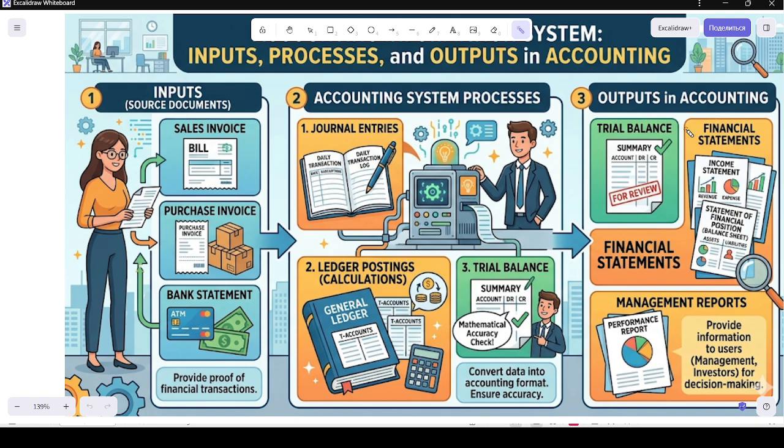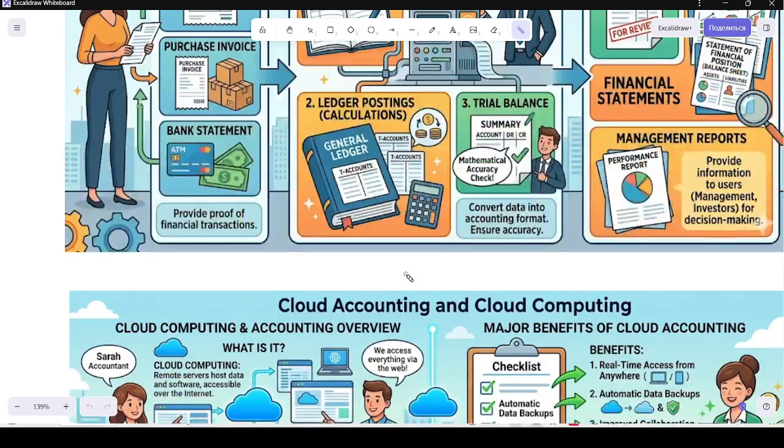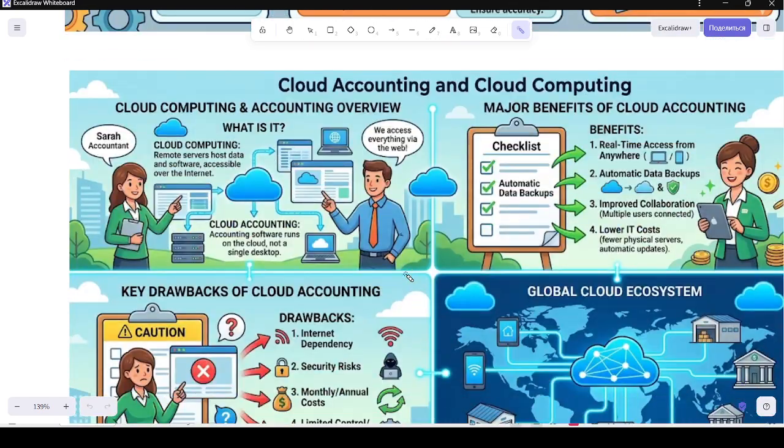Outputs in accounting. What is output? Providing information to users, management, or investors for decision making, right? It means making financial statements or management reports, or also producing a trial balance, if this is correct.